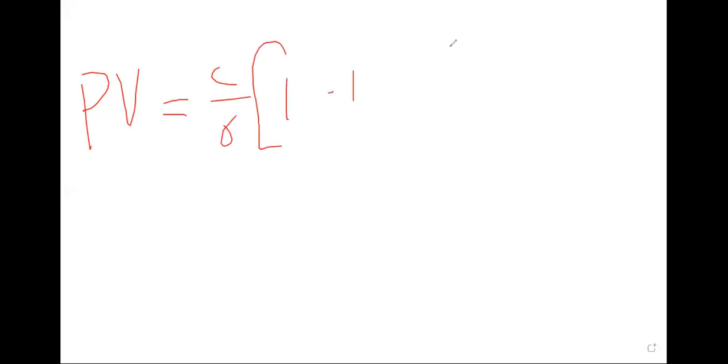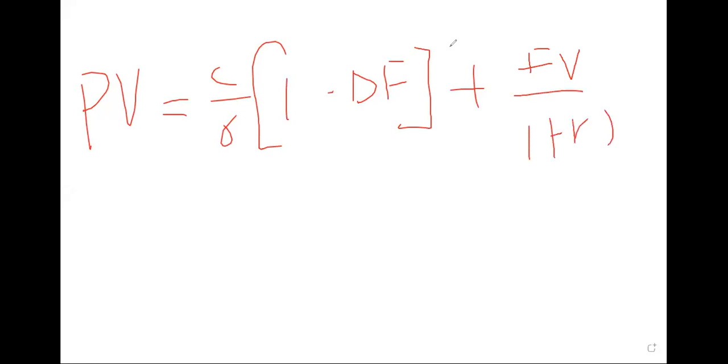And see, 2,250. So the total present value is going to be C over R times 1 minus DF, then plus an additional money, which is a future value, over 1 plus R raised to the power N. So it's more or less a series of payments and a lump sum put together in one question. That's all.